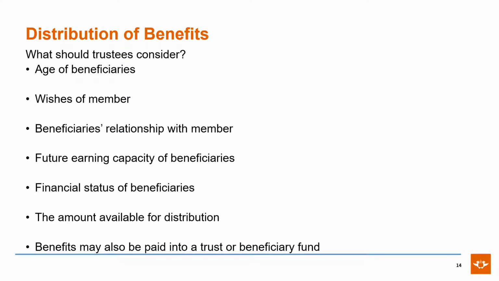What should the trustees consider when distributing the benefits? They should take into account the age of the beneficiaries, the wishes of a member, the relationship of a beneficiary with a member, future earning capacity and current financial status of beneficiaries, the amount available for distribution, and whether the benefit should be paid into a trust or a beneficiary fund.